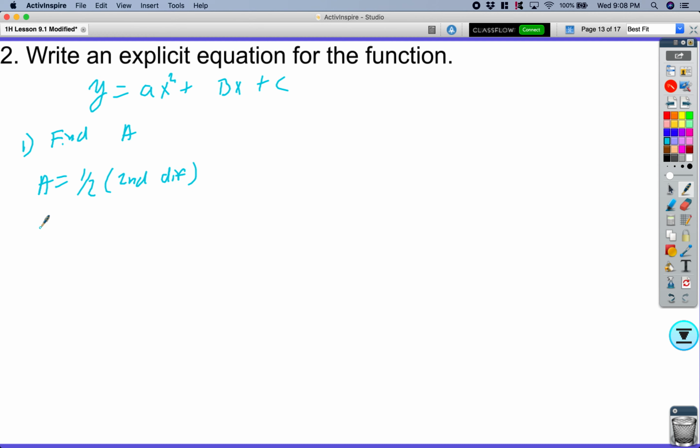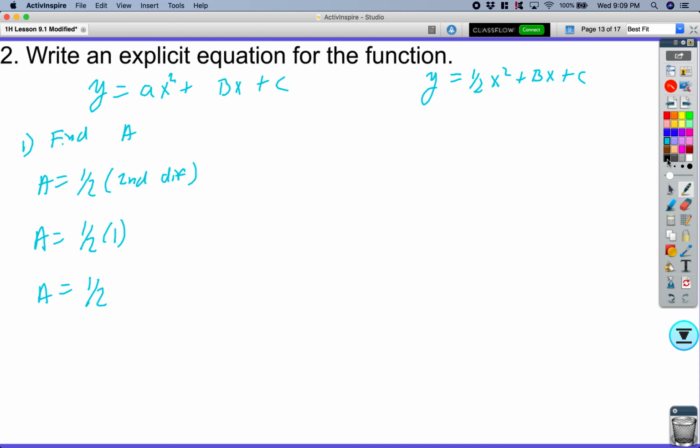So the second difference in this one is 1. So a equals 1/2 of 1. So that means a equals 1/2. Perfect. So out of all this, we just figured out a equals 1/2. So this is what I currently have. This will be my solution area. Y equals 1/2 x squared plus bx plus c.